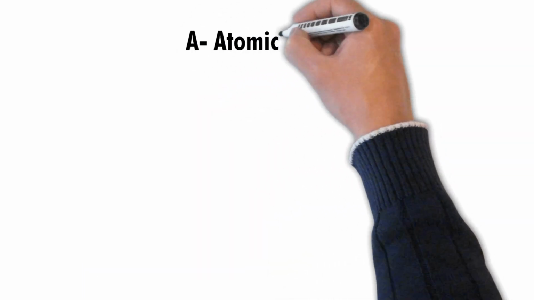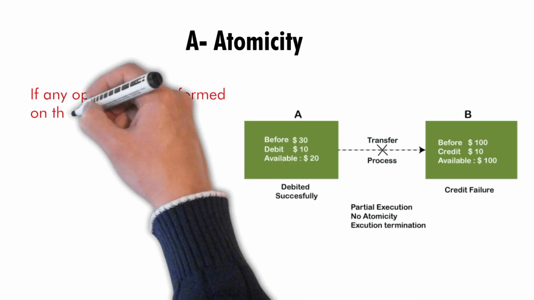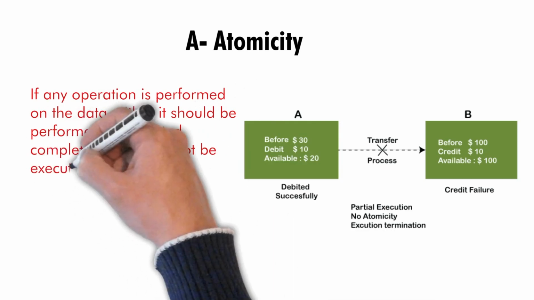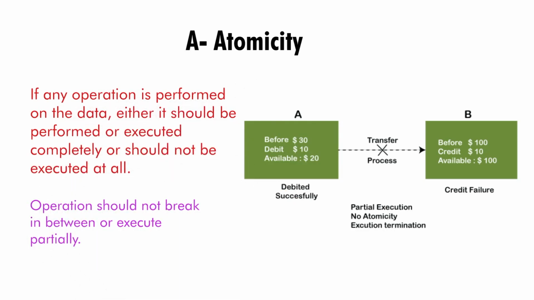If any operation is performed on the data, either it should be executed completely or it should not be executed at all. The operation should not break in between or be executed partially. This is what atomicity says.